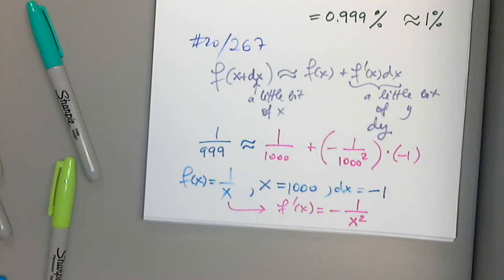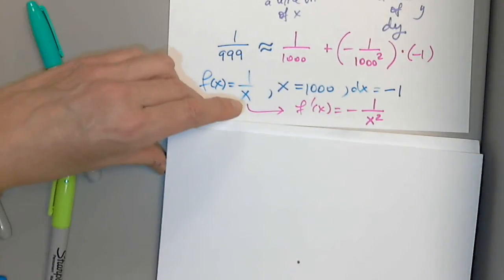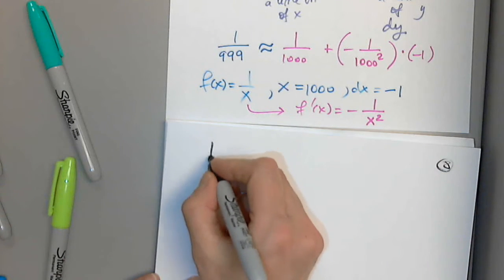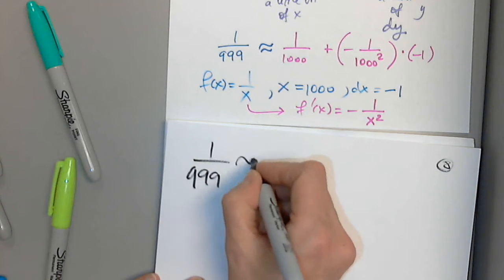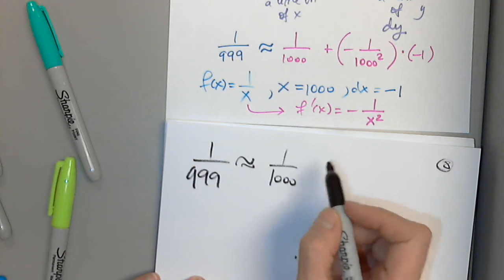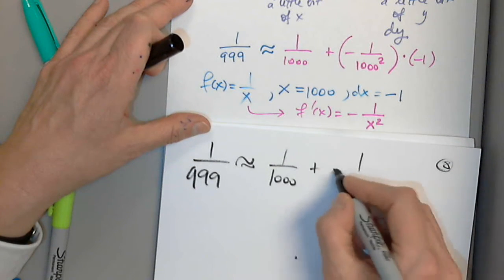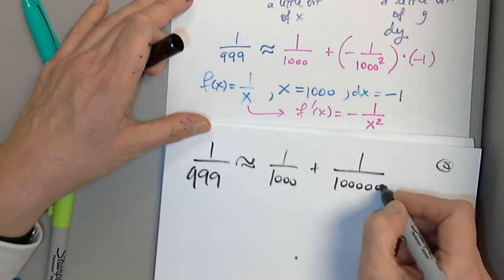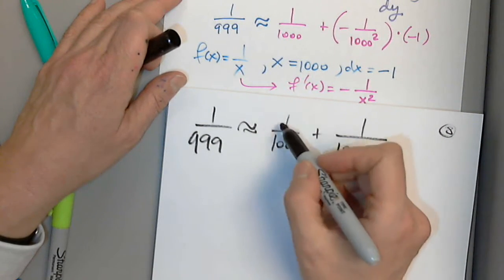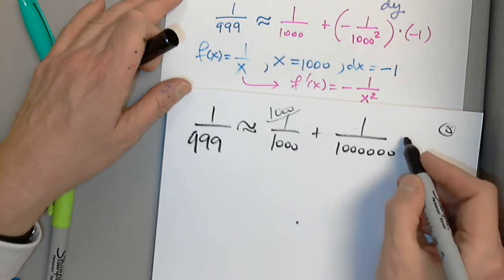And now I'll continue. And let's see what we have. So 1 over 999 is approximately this, 1 over 1000. Minus times minus is positive. 1 over 3 zeros and 3 more zeros. I need to multiply this by 1000. And I add 1. And I'm done.